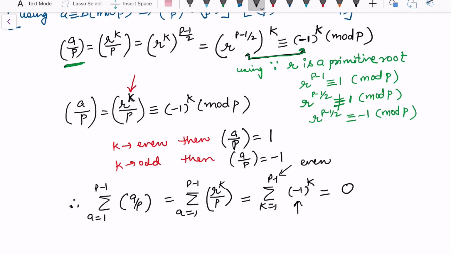Now this also allows us to give a test for finding the quadratic residue, because from this remark, from this condition, we know that whenever a is a quadratic residue, it appears as an even power of the primitive root. And if it is a non-quadratic residue, I am going to get minus 1, which means I am going to take it as an odd power. So this gives us a test to check whether the integer a is a quadratic residue or a quadratic non-residue. Let us see this in an example.